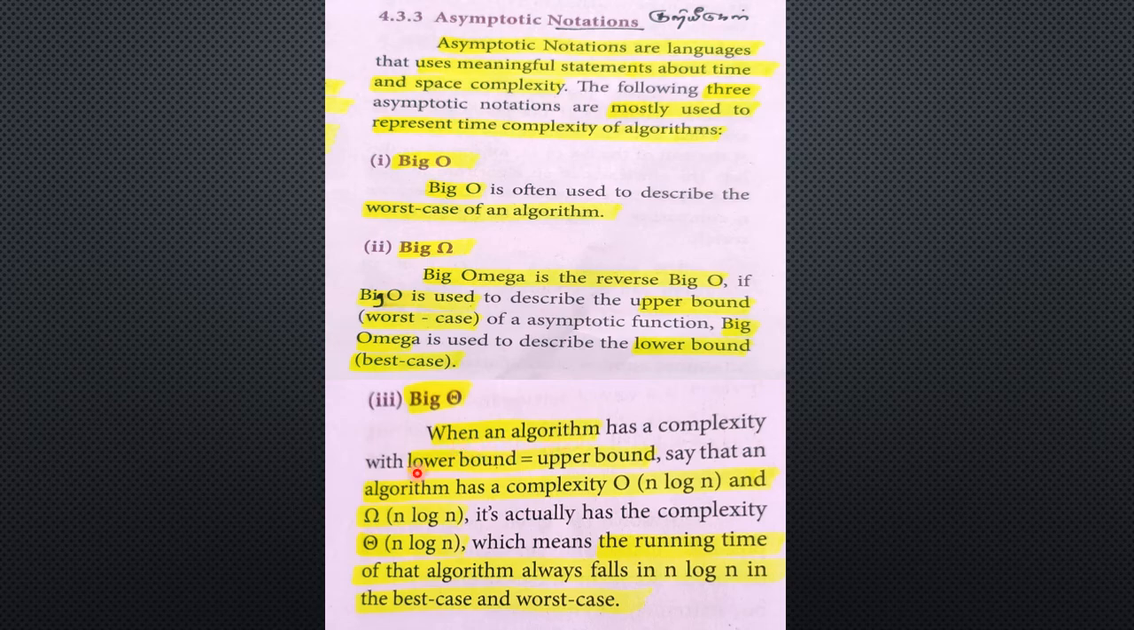When an algorithm's lower bound is equal to its upper bound, the algorithm has the complexity of O of n log n and omega of n log n. So we can call this theta of n log n, which means the running time of the algorithm always falls in n log n in the best case and the worst case.